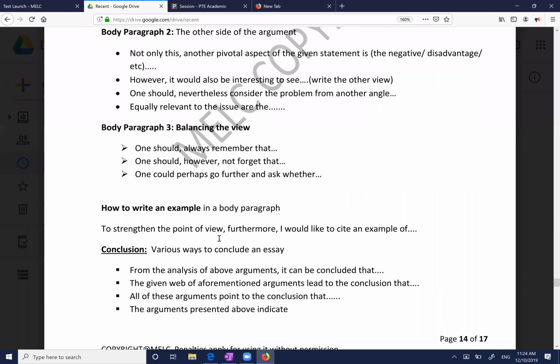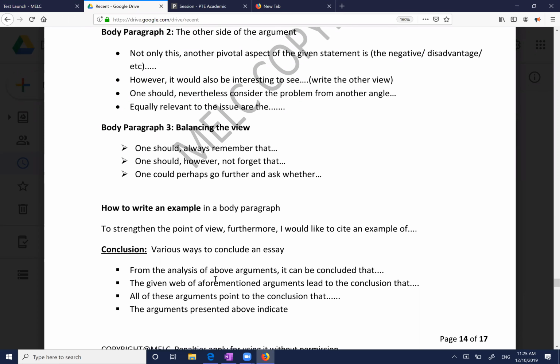Then how to start body paragraph 1, body paragraph 2, body paragraph 3 if needed, and how to write an example. So these are the extra words that you can use from here as they are, and they will not be considered as too many words which you have used from outside, meaning as a template. These words help you to connect one paragraph with the second and the second with the third. Yes or no?